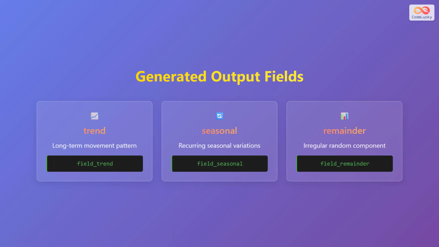The remainder field, also called the irregular component, contains the random variations that cannot be explained by trend or seasonal patterns. These are the unexpected fluctuations in your data. Each generated field name follows the pattern of your original field name plus an underscore and the component type, making it easy to identify and work with the decomposed components.